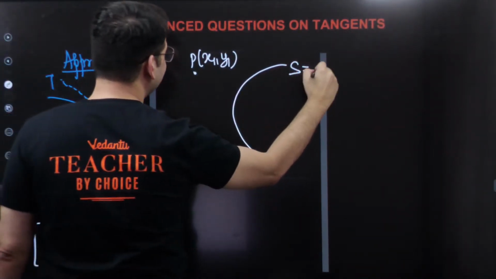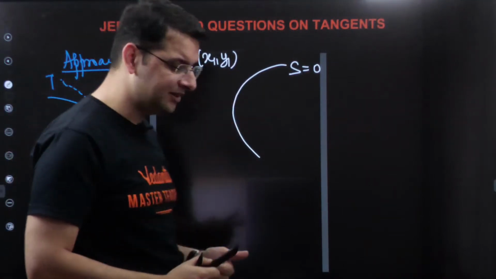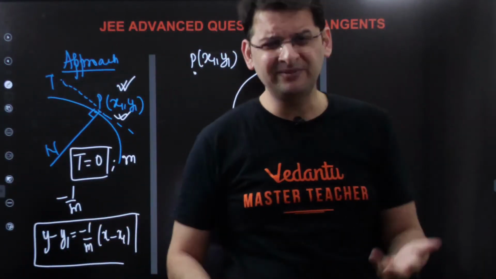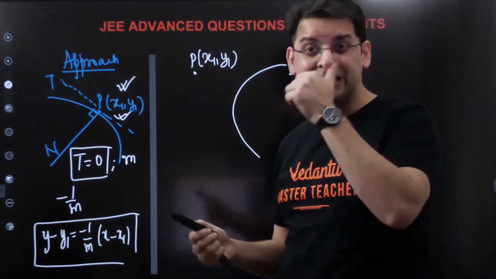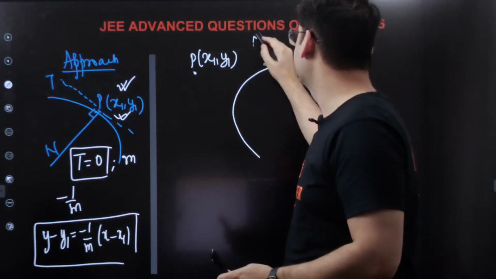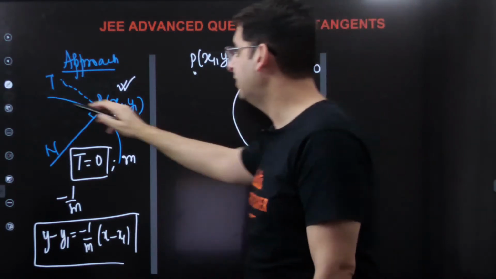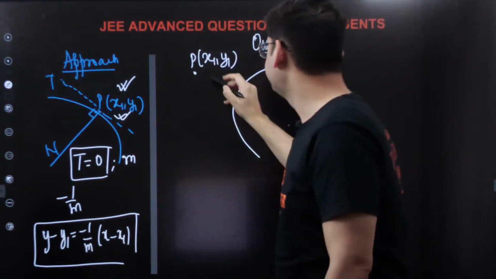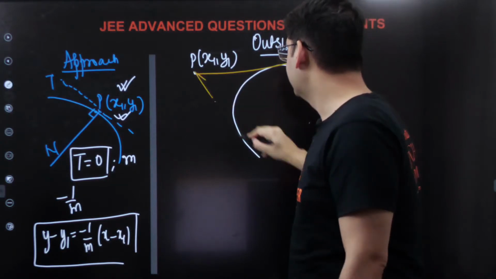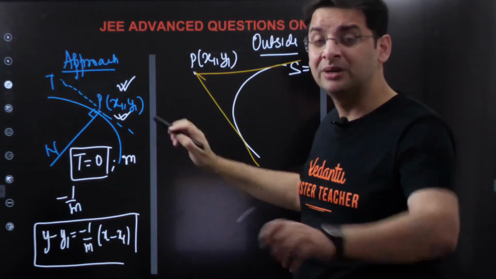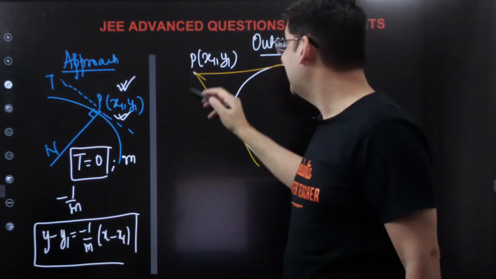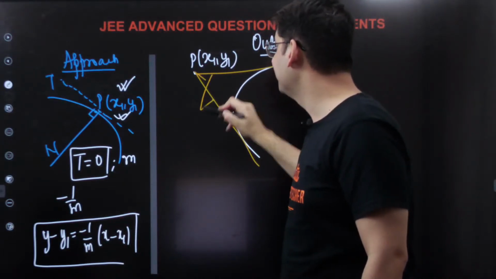Curve S is equal to 0. This can be any conic section. It can be ellipse, hyperbola, parabola or circle. And there is a point P which lies outside, and you have to maybe write the equation of the tangents or maybe do something after that. The other way is, how do we find these two equations?